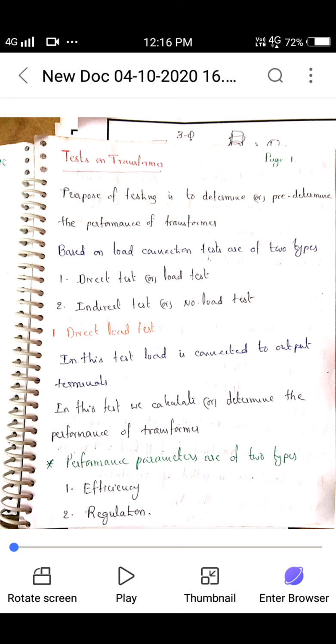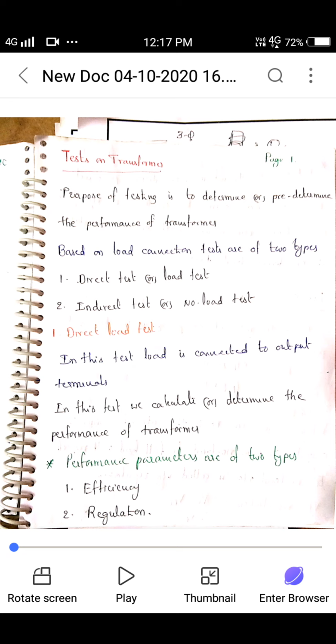and these tests are used for low rated machines. Why? Because if you run a test on high rated machines, first of all, there is unnecessary electricity bill and wastage of power. So why waste power? Without wasting power we are testing high rated machines with indirect test. So direct test, load test, is used to determine the performance of a machine by putting load.